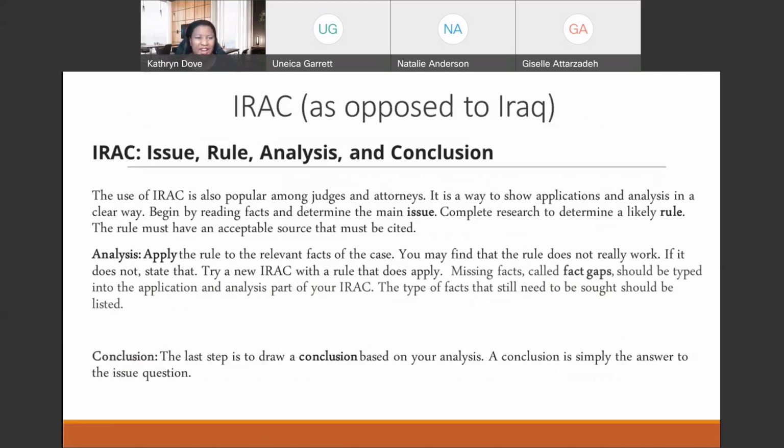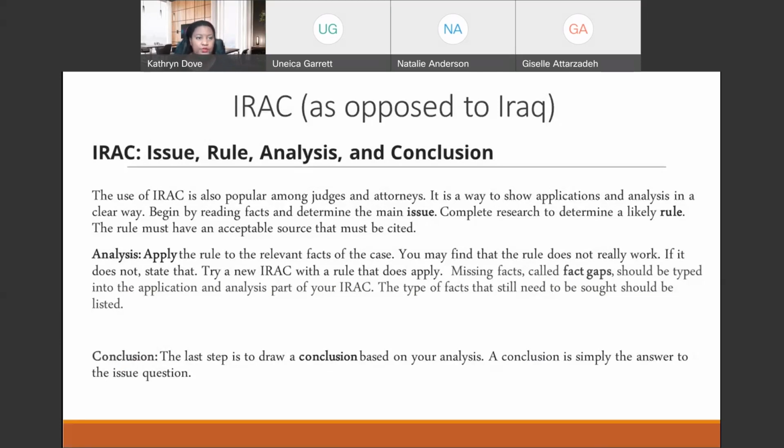So let's talk about IRAC. The use of IRAC is popular among judges, attorneys, and students of the law. It is a way to show application and analysis in a clear way. Begin by reading the facts and determining the main issue. Complete research to determine the applicable rule. The rule must have an acceptable source that's cited.